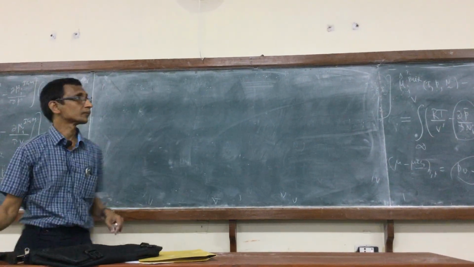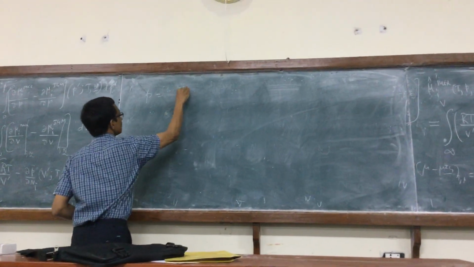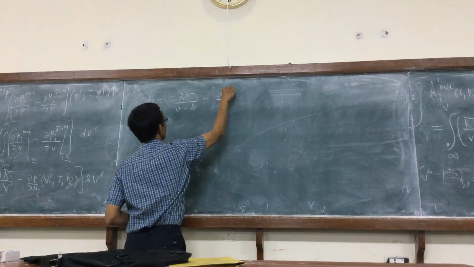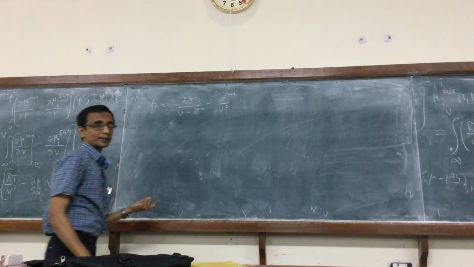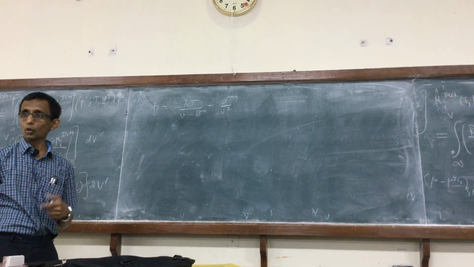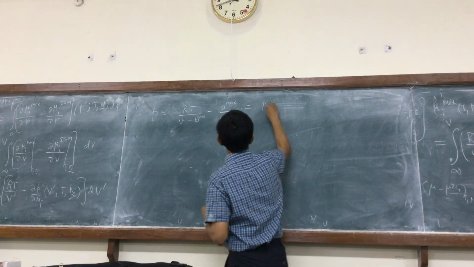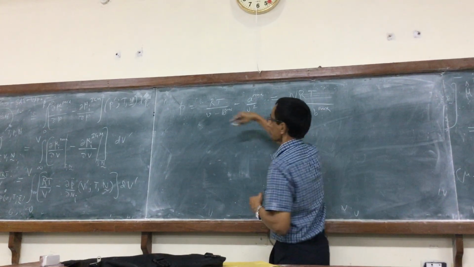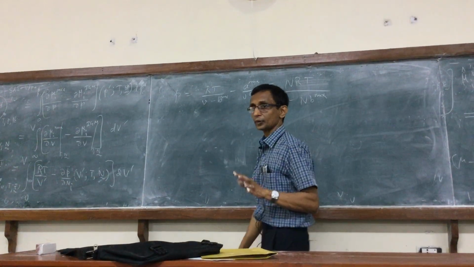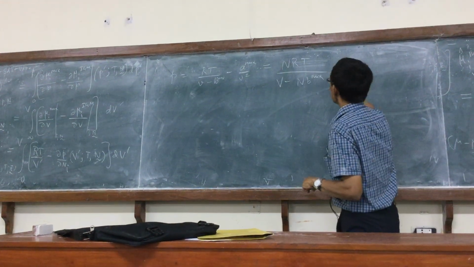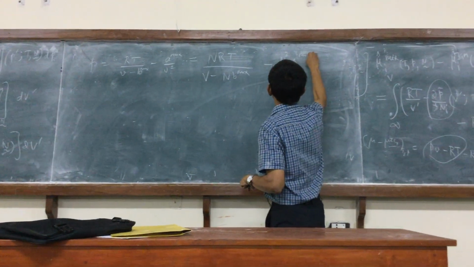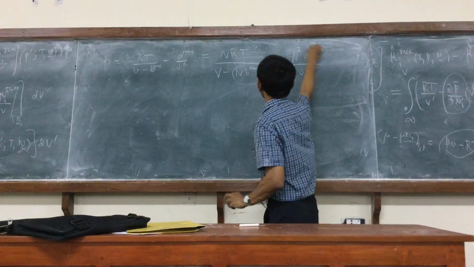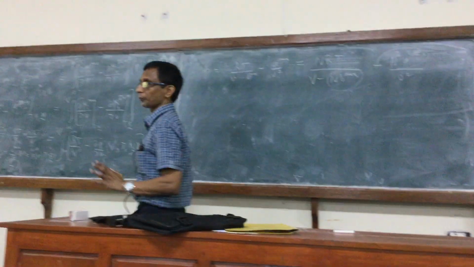So I will take P to be equal to RT by... terms of N and the total volume. So I can write this as nRT by V minus NB mix, just multiplying both numerator and denominator by N. N is the total number of moles. Minus N square A mix by V square. Now it will be easier to actually calculate the derivatives of these with respect to Ni. That's why I am writing it together.